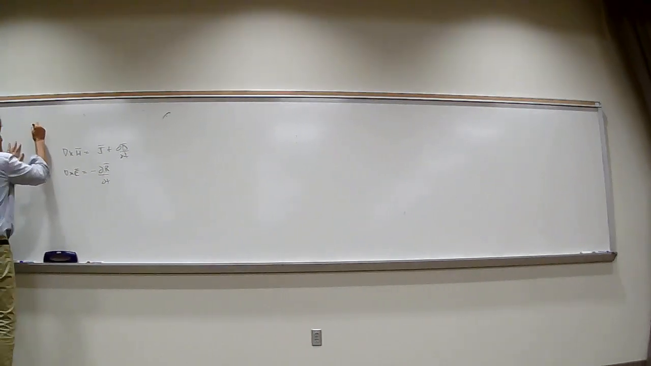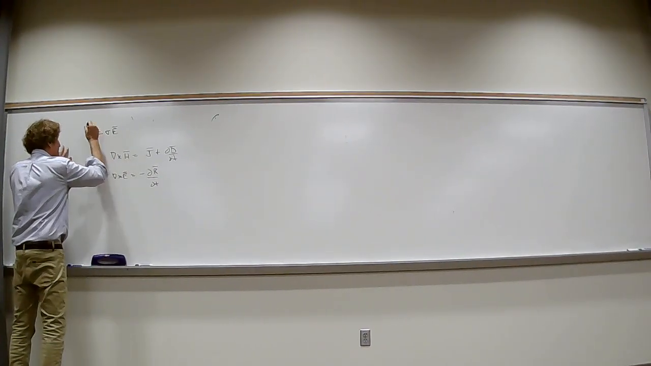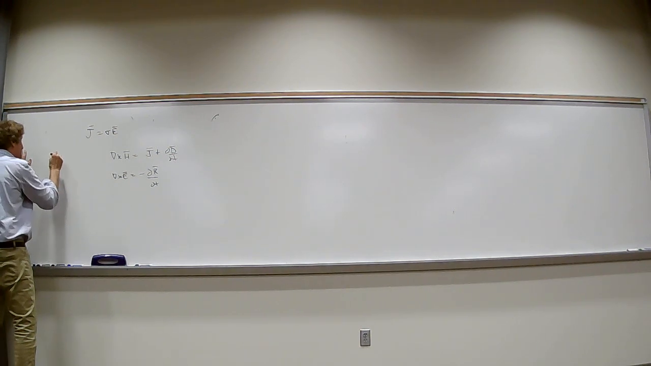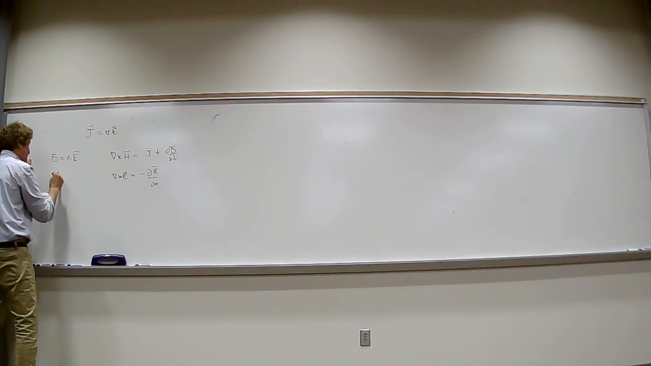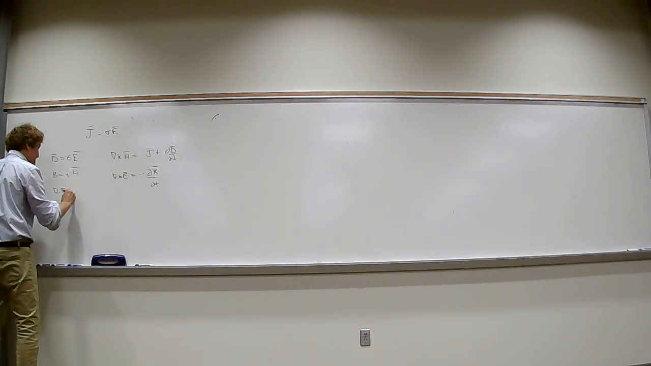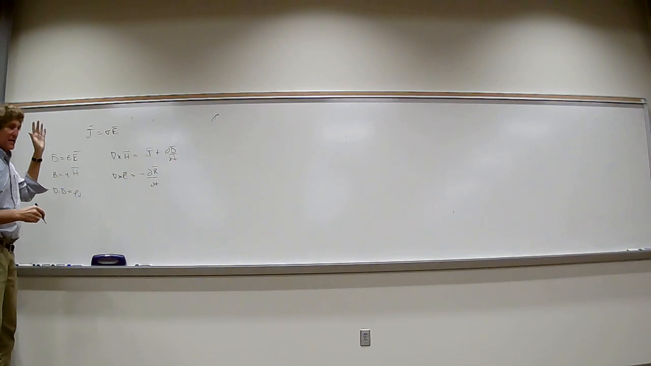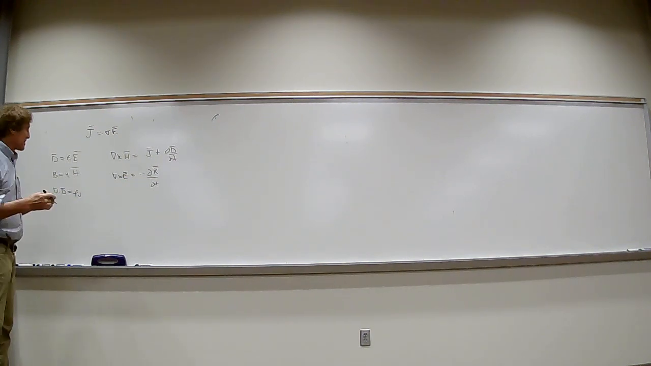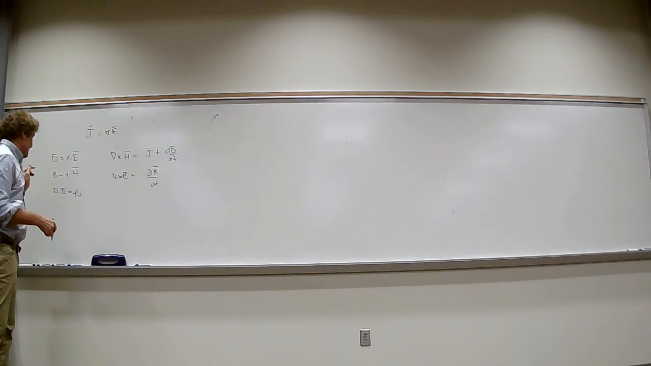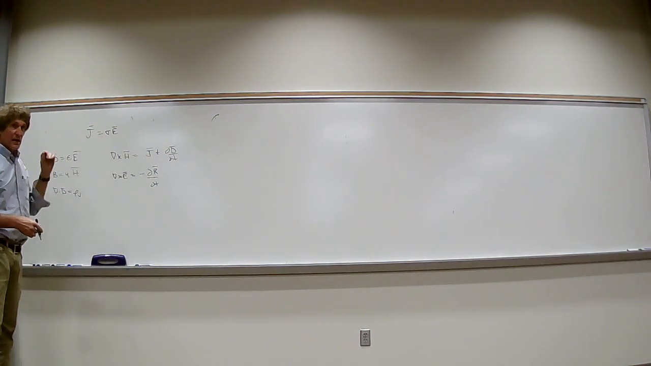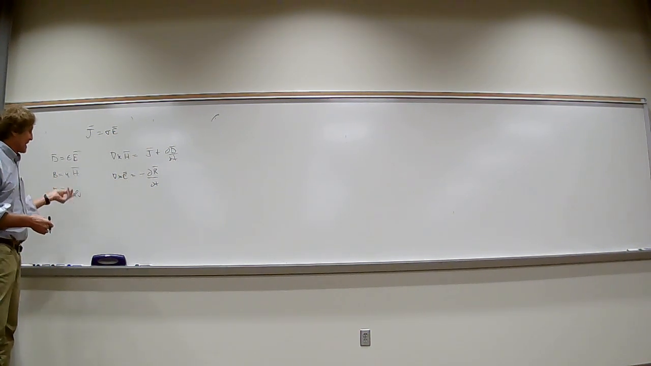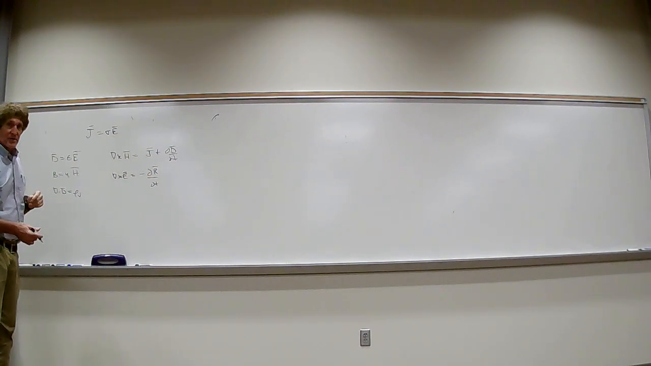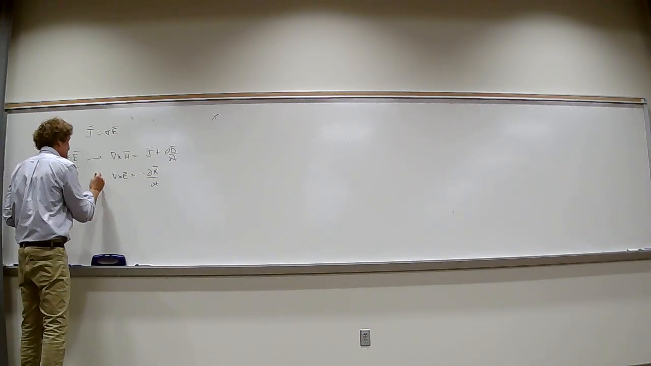There are relationships, of course. J itself is sigma E. Please make sure you know this. D is equal to epsilon E. And really B is mu H. And one more is divergence of D is equal to rho V. Now that sort of takes care of everything in terms of the interconnection between E, H, and D, and the 2 things that really define all the inner workings of the things, how J and D and H and E all interact.